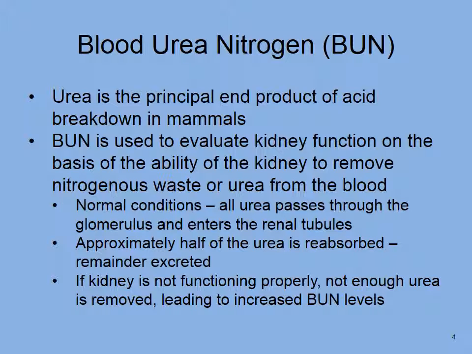Under normal conditions, all the urea passes through the glomerulus and will enter the renal tubules, and then about half of it is reabsorbed. The rest is excreted through the urine. If the kidney is not working right, then not enough of the urea is actually eliminated from the body, and that increases BUN levels, and we can easily measure those.